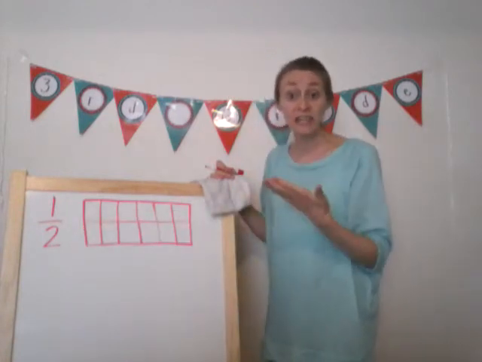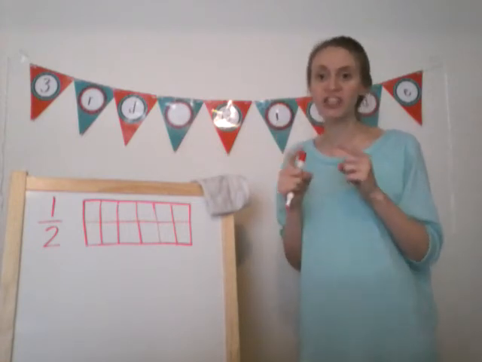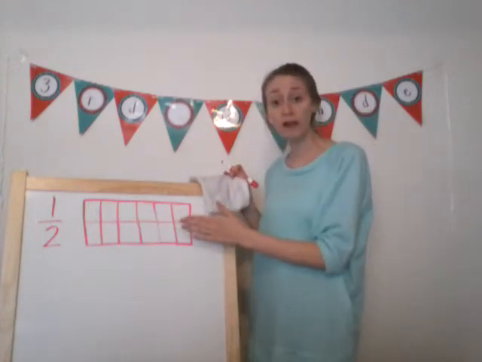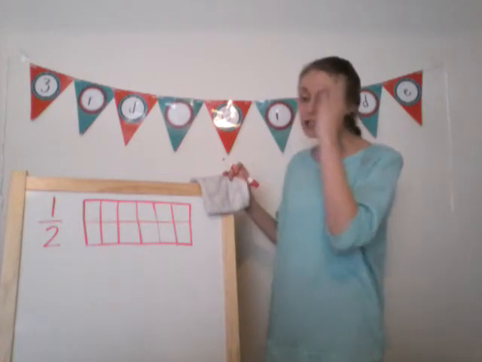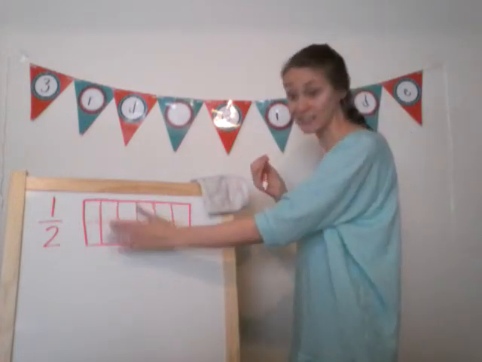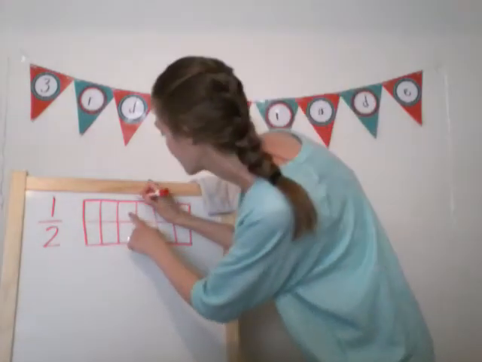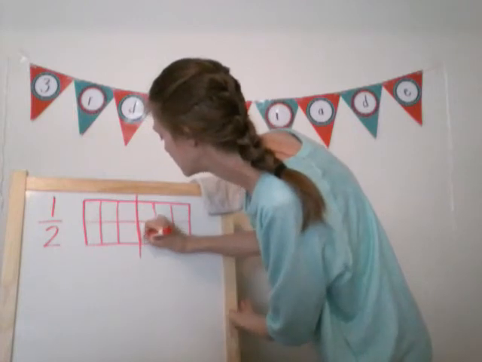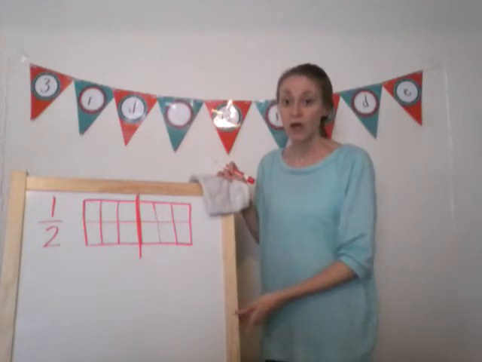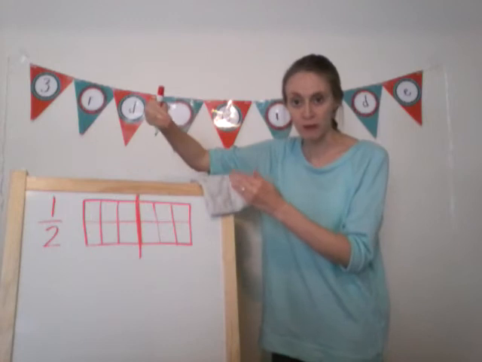Well, another way you can think about it is you can split it in half. Now I know, I'm going to look at the whole for just a minute. I know that half of 12 is 6. So what I'm going to do is I'm going to count out 6 of my pieces, or 6 little eggs. 1, 2, 3, 4, 5, 6. And I am going to cut it in half. Okay, so now my fraction matches my picture.